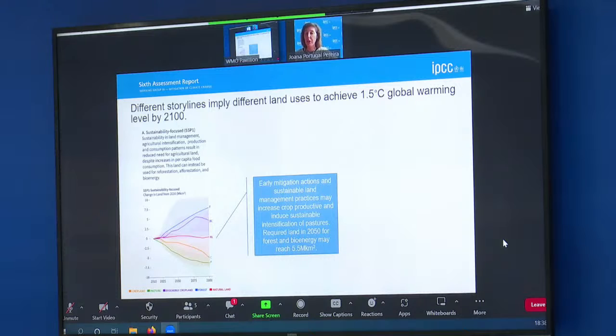So different storylines, even if we develop models that all have carbon budgets in line with 1.5 degrees, have different pathways forecasted to achieve these storylines and these carbon budgets. And all three storylines evaluated to 1.5 degrees actually depend, to some extent, on carbon dioxide removal.